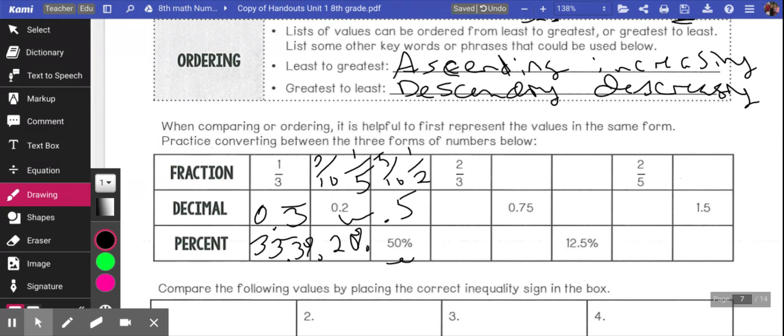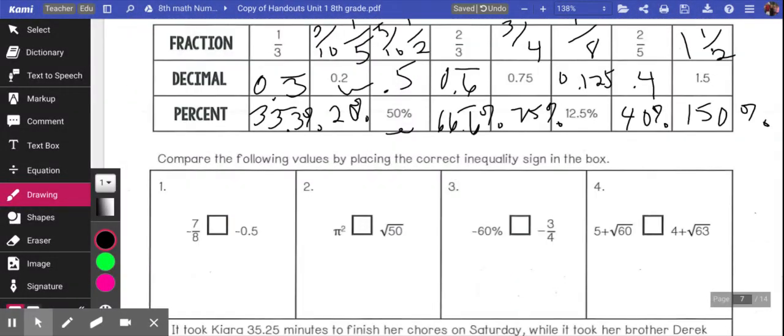So go ahead and do the rest of them and pause it and then check to see if you got them correct. Okay, so you can see, and you might want to pause it so you can look at them. This one does say 75% down here. This is 150% because remember, percents can be bigger than 100. So go ahead and pause it if you need to.